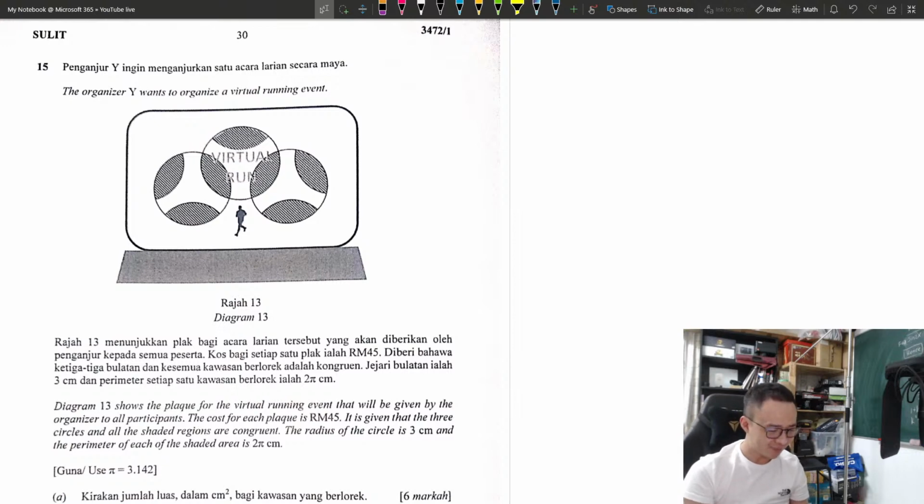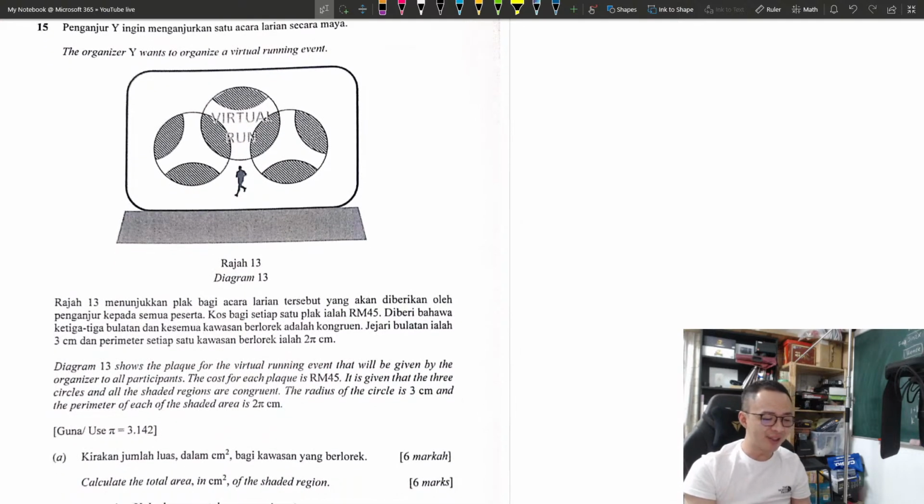Okay. So Diagram 13 actually shows a plate for the virtual running event. They will be given by the organizer to all the participants. So they will actually give this plate to all the participants. The cost of each plate is about 45 ringgit. So I need about 45 ringgit to make this.